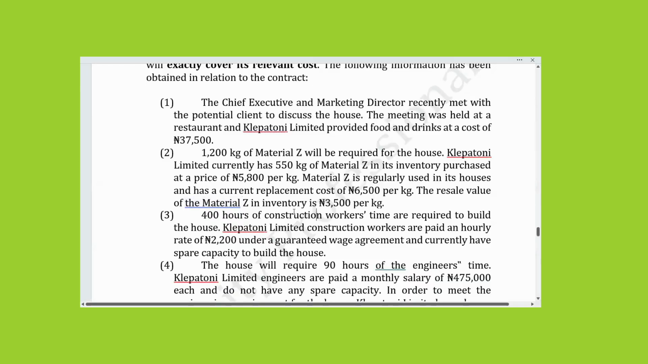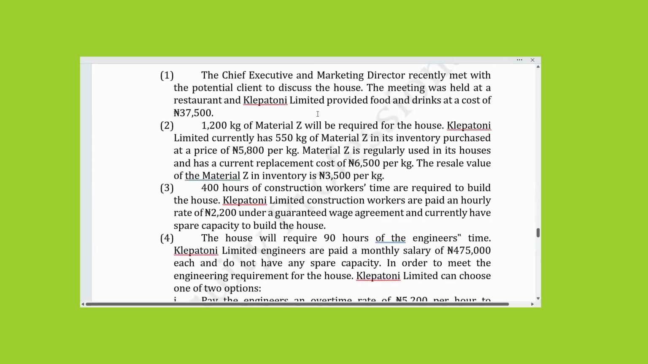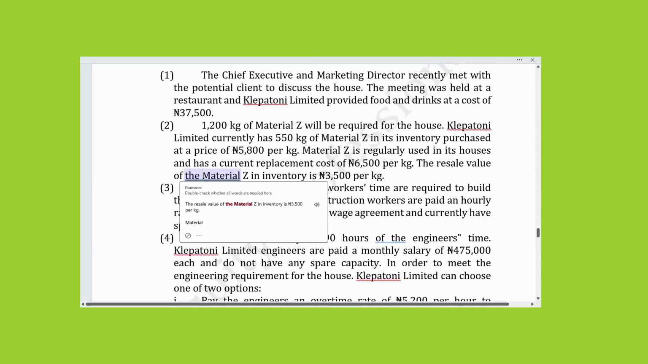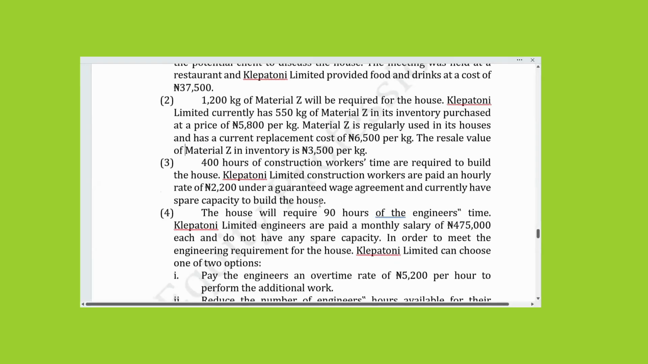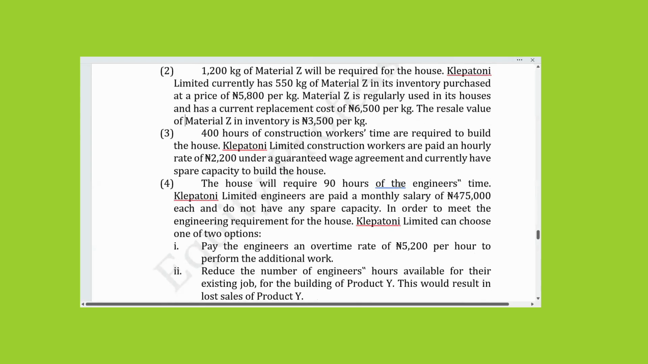3. 400 hours of construction workers' time are required to build the house. Clepatoni Limited construction workers are paid an hourly rate of 2,200 under a guaranteed wage agreement and currently have spare capacity to build the house. The house will require 90 hours of the engineer's time. Clepatoni Limited engineers are paid a monthly salary of 475,000 each and do not have any spare capacity.